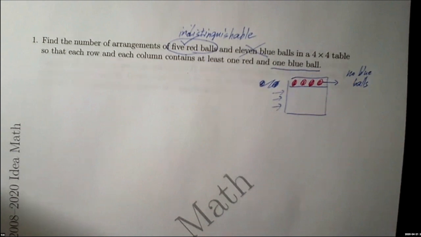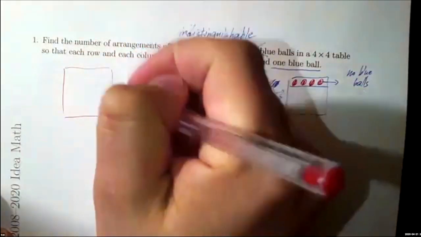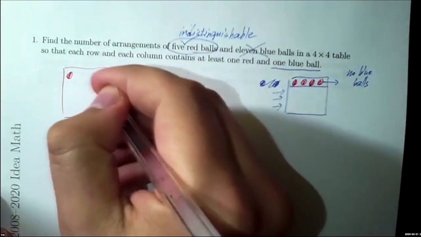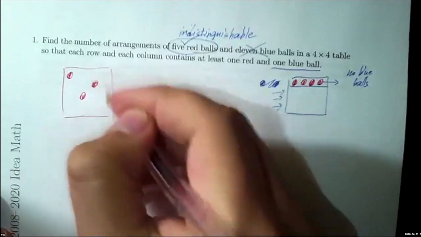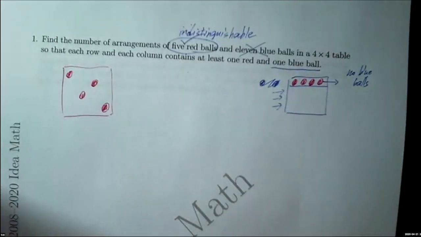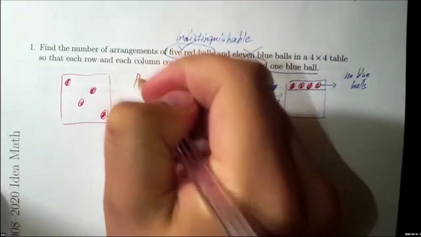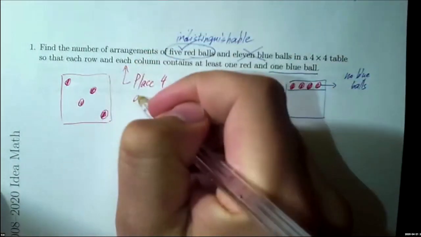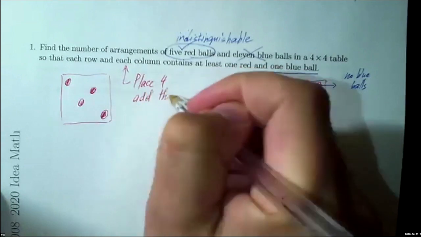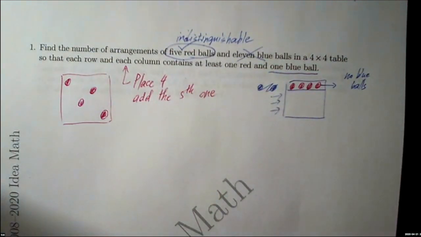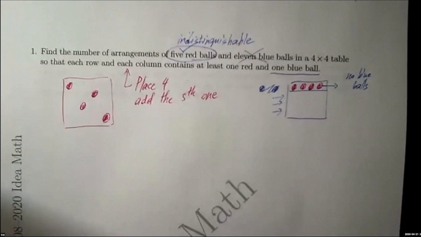So what is a common approach to this problem? We have 5 red balls, right? And we need to occupy each row and each column. So let's place 4 of them in some way, so these 4 occupy each row and each column, and then we place the 5th one. So place 4, deal with this condition, and add the 5th one. So how many ways to do that? Maybe some people in the audience can help me with this idea.